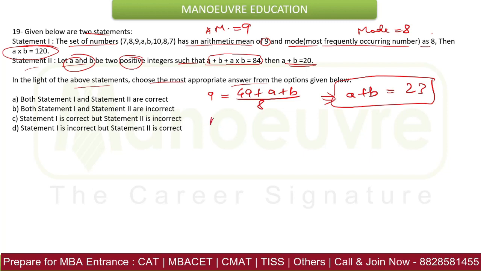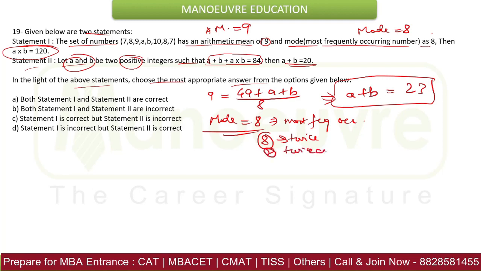Okay, now the mode is given as 8. So if mode is 8, that means 8 is the number which is most frequently occurring. Now 8 occurs twice, 7 occurs twice. So if 8 is most occurring, then the value of A or B must be equal to 8.